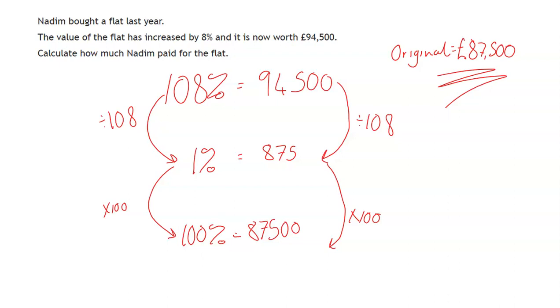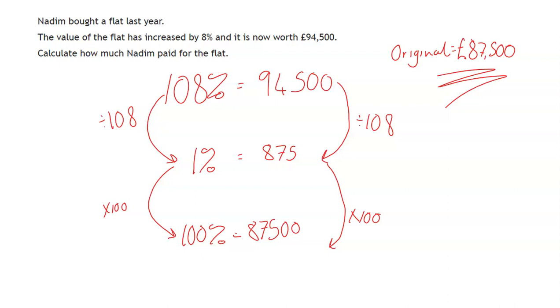And this one's not about finding 8% of 94,500 and then taking it off. 8% of 94,500 is different from 8% of the original being added on. So don't fall into that trap. We're working back the way to the original.